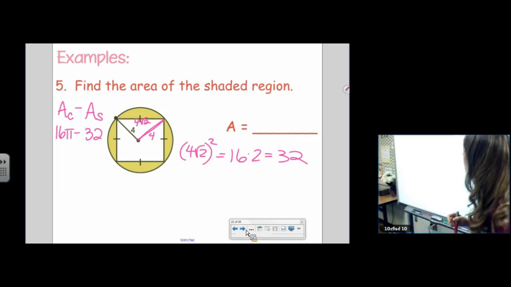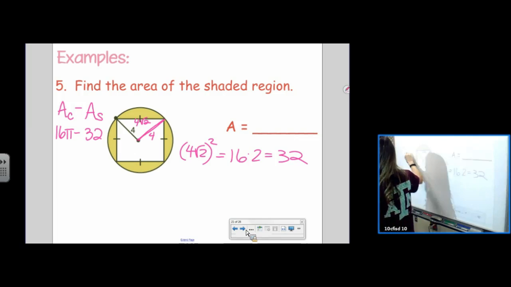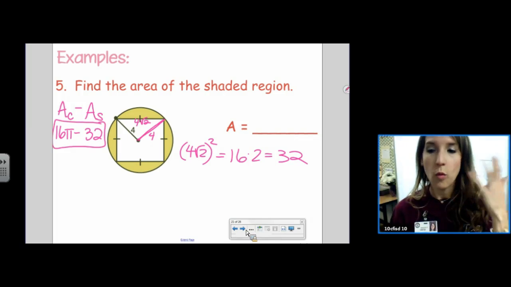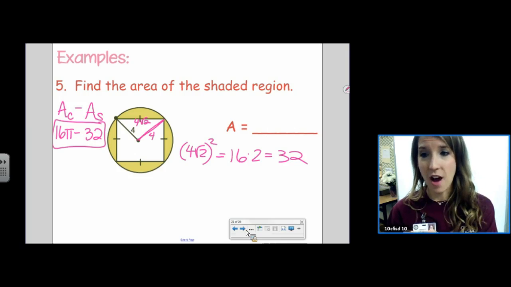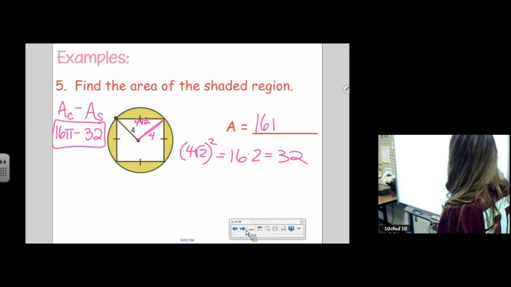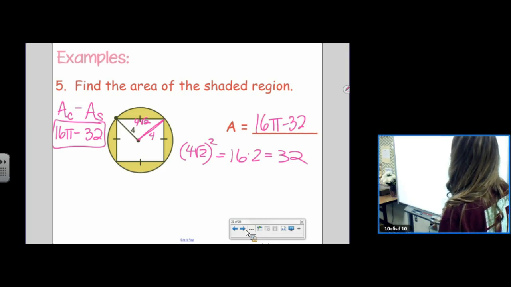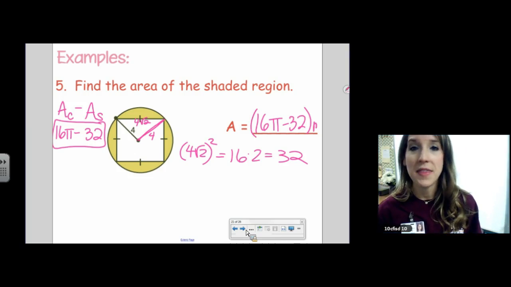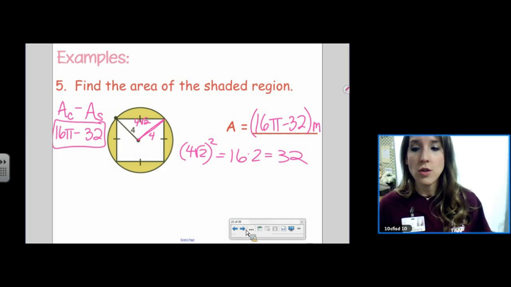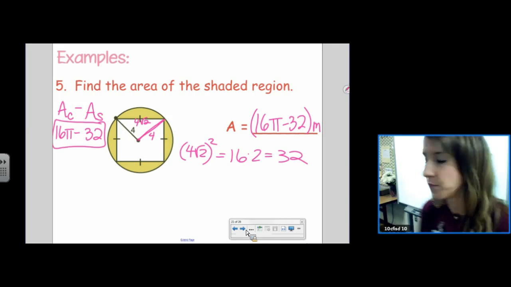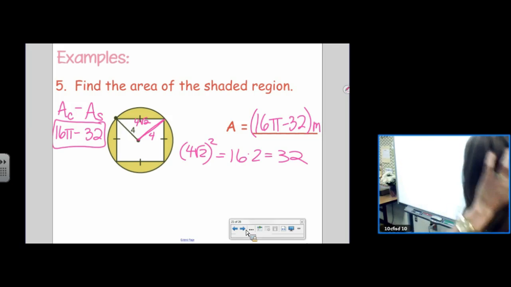Okay. All right. Now, for the first time in the lesson today, those are not like terms. One's in terms of pi and one is not. I want you to keep it just like that. 16 pi minus 32. If you did have units, you could put the units afterward if you wanted to. But that is the final answer. 16 pi minus 32. No, you don't combine them. No, you don't subtract them. That's the exact answer. Last problem.